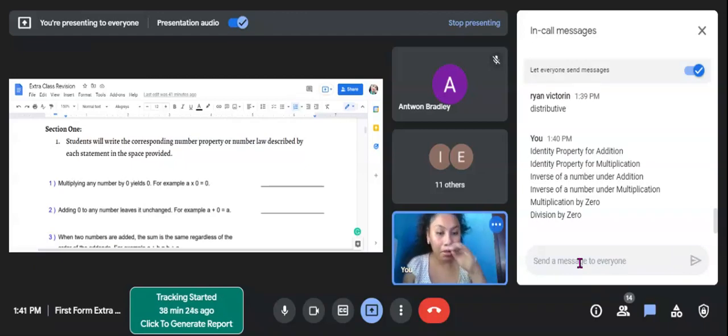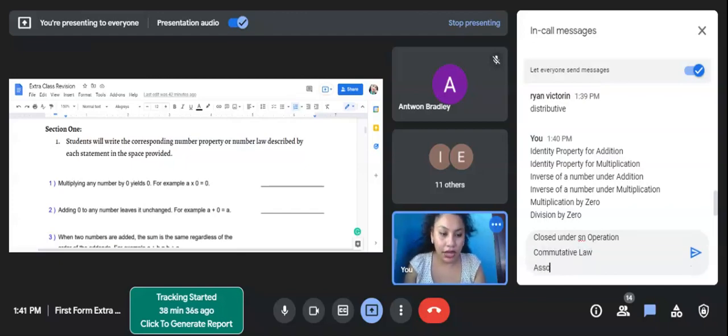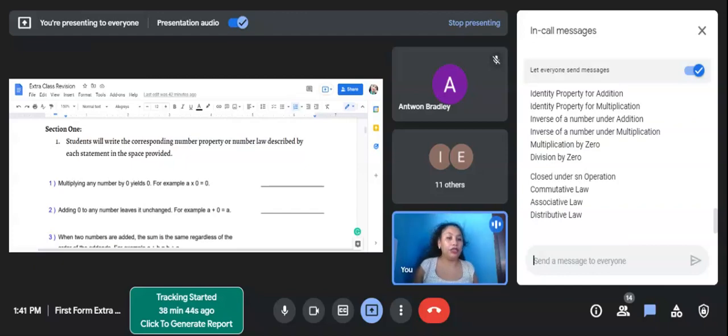So then these are the 6 properties. And then the laws, you have closed under an operation. You have the commutative law, the associative law, and the distributive law. Yeah, so that is your word bank, right? Basically, that is your word bank.